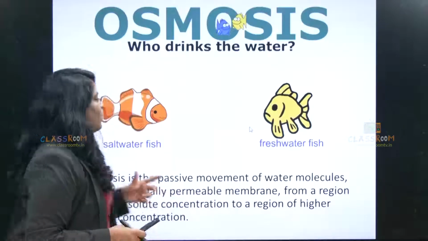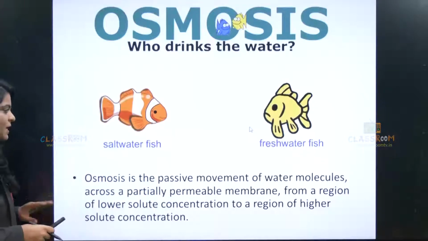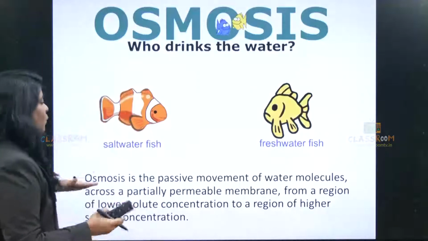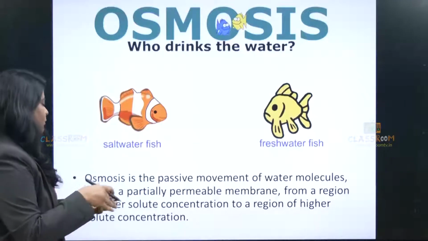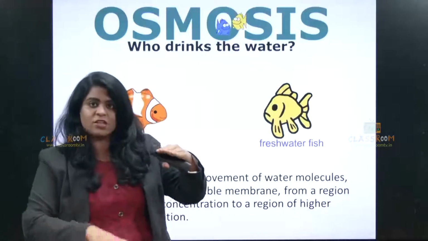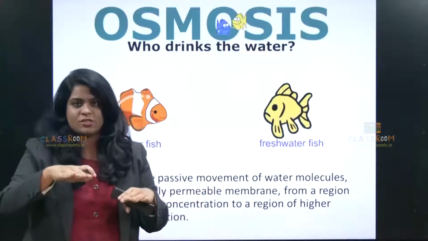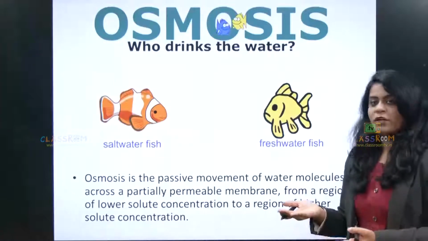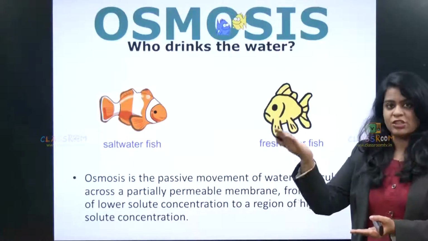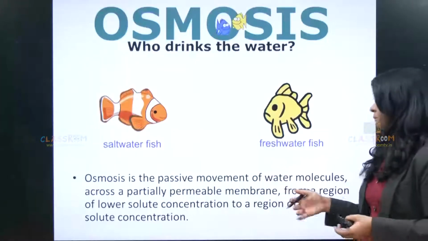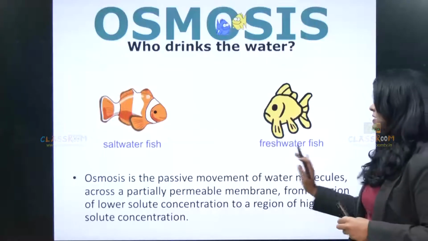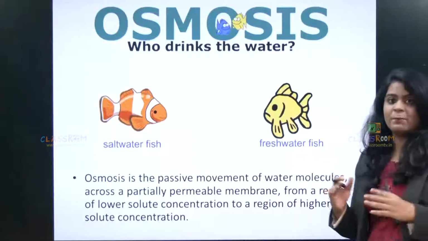But before that, I want to tell you something about osmosis. Osmosis is a process where the movement of water molecules occurs from a region of lower concentration to a region of higher concentration. So what is osmosis? It is basically the movement of molecules from lower concentration to higher concentration. It is defined as the passive movement of water molecules across a partially permeable membrane.